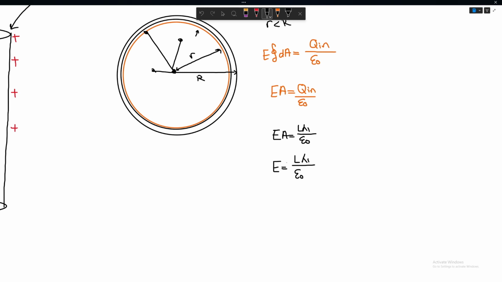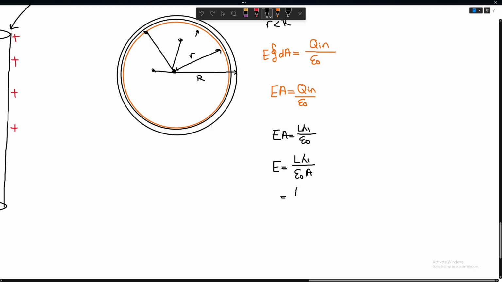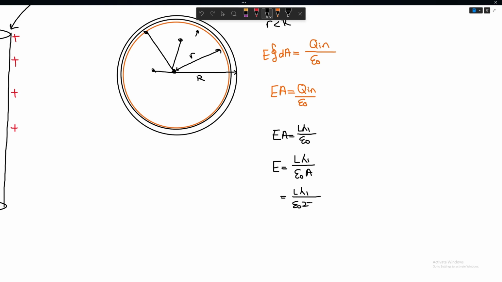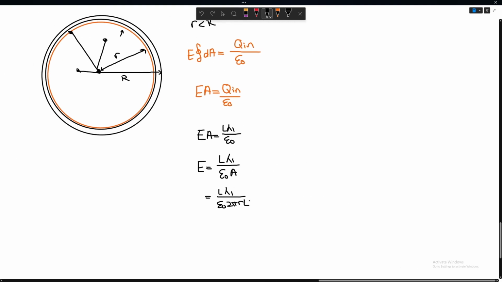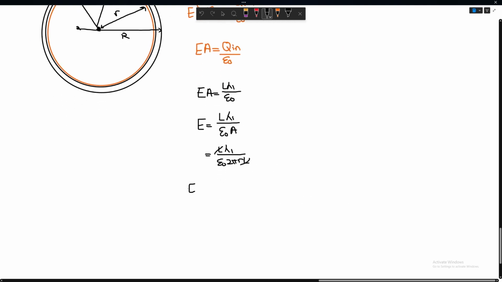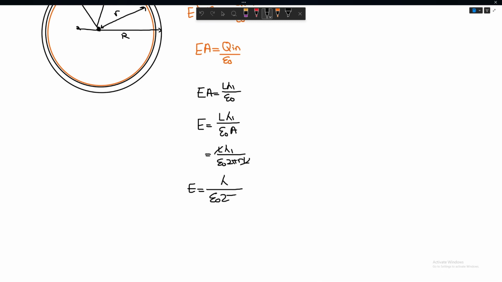So the electric field at any given point is this equation times A, which is the area of a cylinder, and that is 2 pi r. So lambda L equals epsilon naught times 2 pi r times L. L is the length of the cylinder. That is just the equation for the area of a cylinder. And so the L's cancel out, and what we get is E equals lambda over epsilon naught 2 pi r.